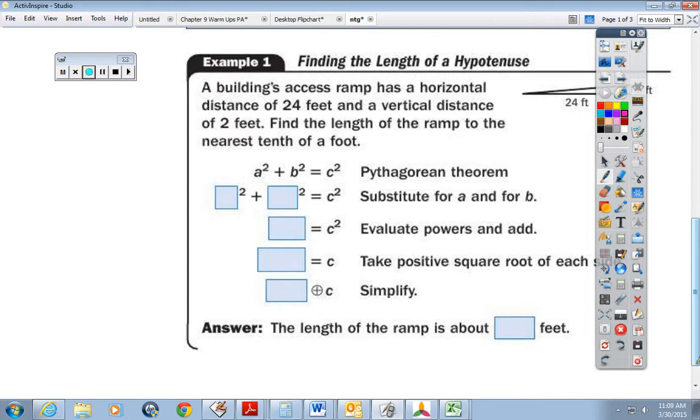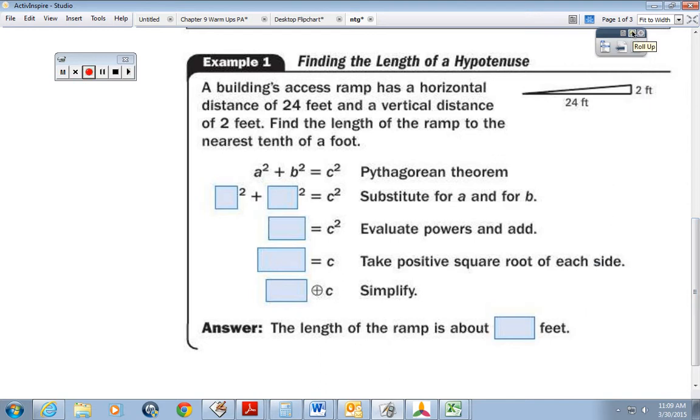Okay, so if you were putting this together, you would technically have three pieces. You would have the base, and you would have the height, but you would also have to have this third piece right there. And it's not going to be the length of either one of these. It's going to be its own length. So this is how you would use that.